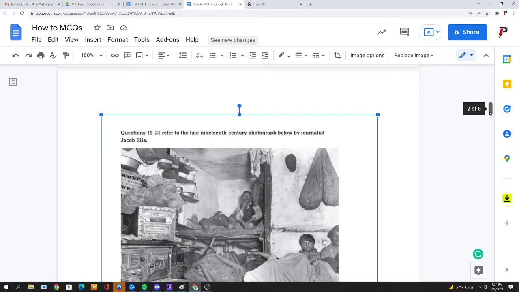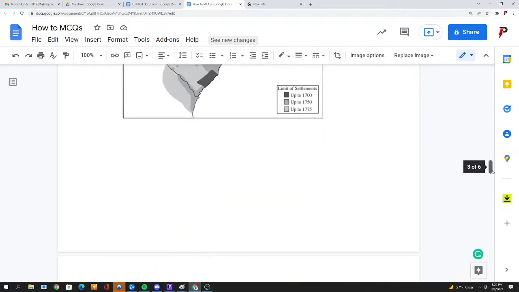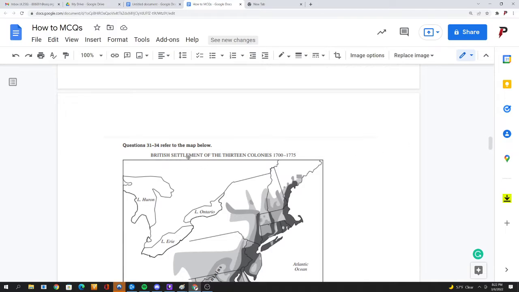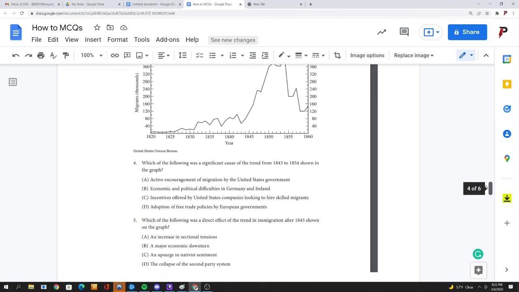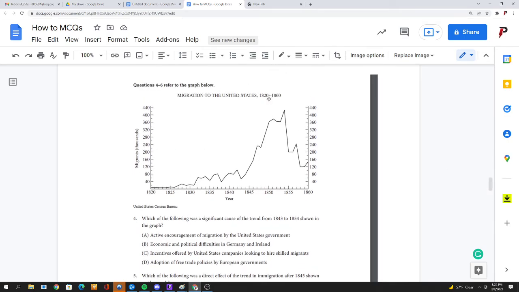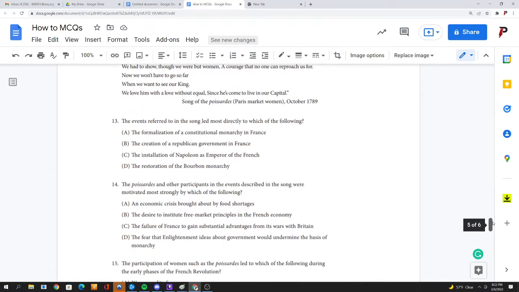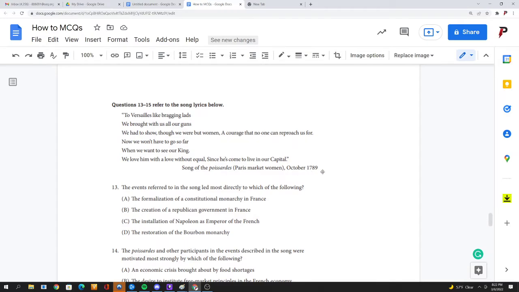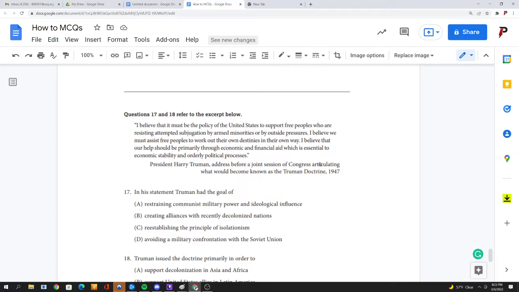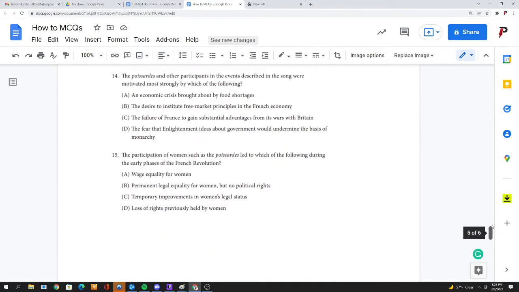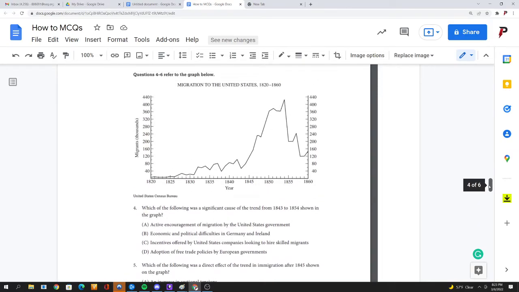Look at this. The Late 19th Century by journalist Jacob Riis. This talks about British settlement of the 13 colonies, 1700 to 1775. That is a time frame. Look at this. America 1820 to 1860. So you're starting to get the rhythm of this, the pattern, right? October 1789 by Paris Market Woman. Truman Doctrine 1947 by President Harry Truman. All right? You got a person and you have a timeline. That's very important, and I'll explain why now.